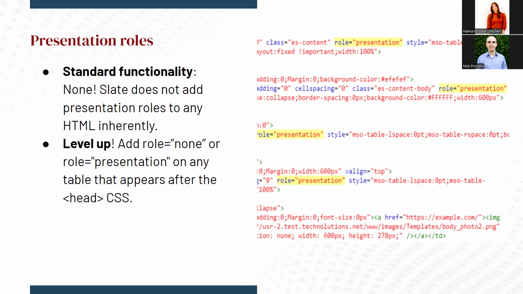So the standard functionality is also none. Slate does not add presentation roles to any HTML. Now you have two choices for leveling up. You can see we have them highlighted here. Simply stated, it would be to include one of the following on every table that appears after the head CSS. I usually go with role equals presentation because that's what I learned on, but you can use role equals none. We have the 4 examples here.